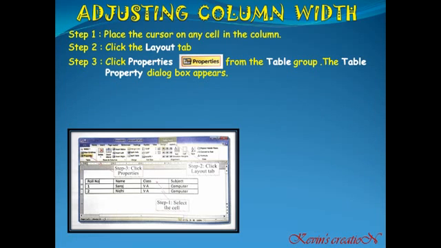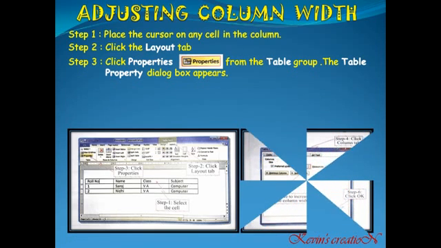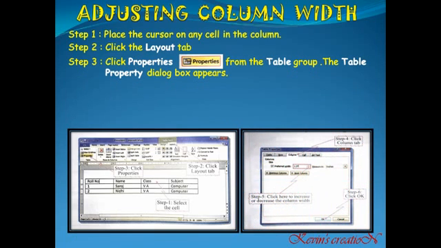and then we have to go for property, which is there in the table group. You can see here in the table group property is clicked, and then property dialog box appears just like the previous one. But this time we are not going for row, we are going for column, because we are going to change the width of the column. So we'll be selecting column here.